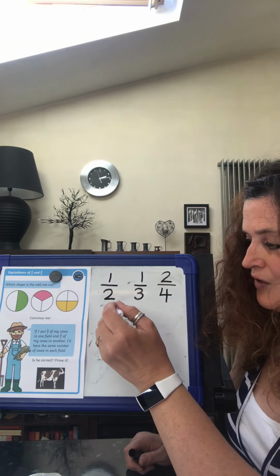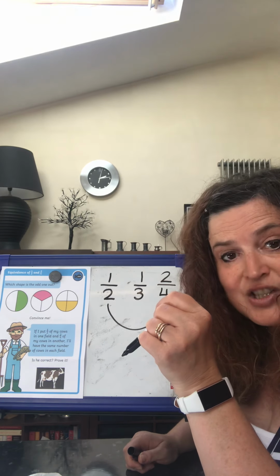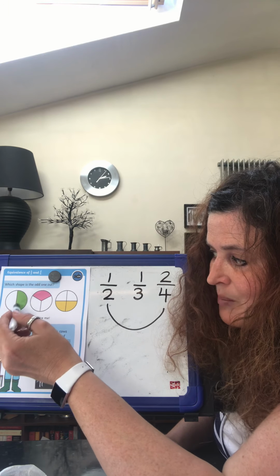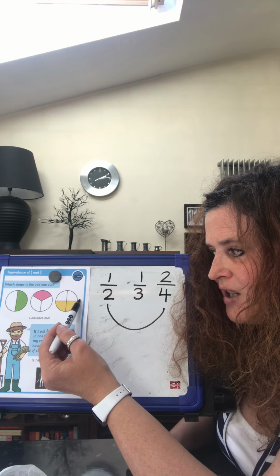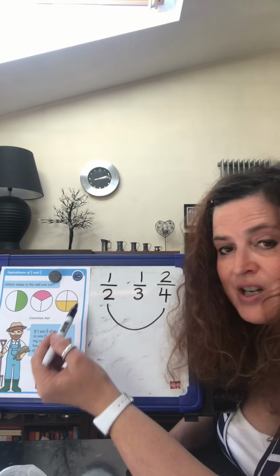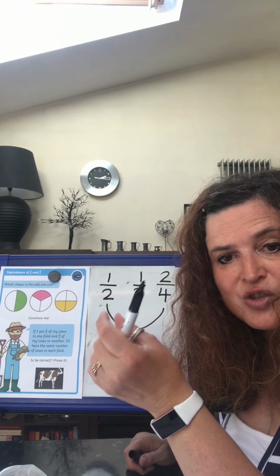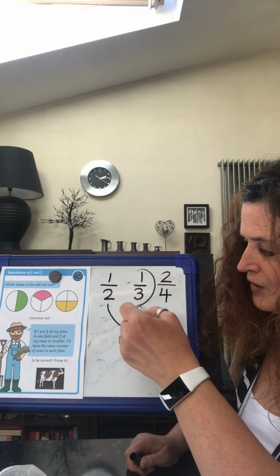Now we've just learned that a half and 2/4 are equivalent, and actually we can see that from the pictures. This circle, the amount shaded is the same, although in a different orientation, to this circle and the amount that has been shaded. But with a third, there is a smaller amount that has been shaded. So the third is the odd one out.